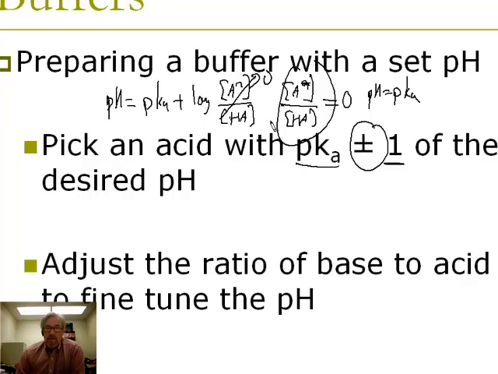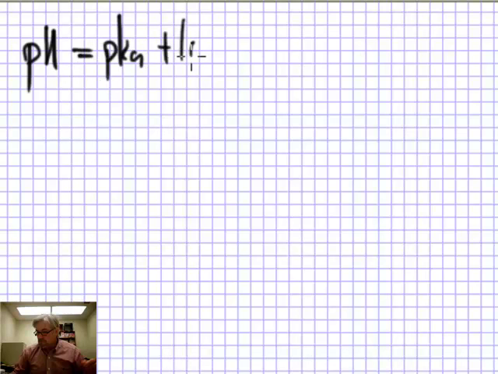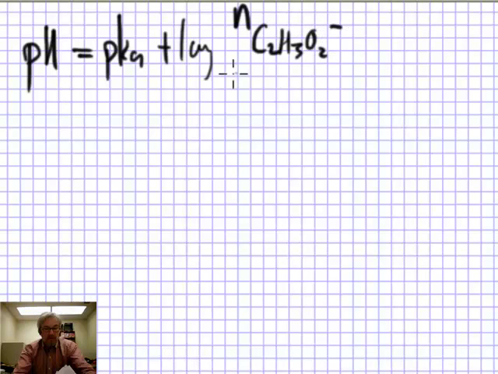So for example, let's answer this question. Could you create a pH 5.0 buffer using acetic acid and sodium acetate? Let's figure it out. How we figure things out with buffers is with the Henderson-Hasselbalch equation. So it's pH equals pKa plus the base 10 logarithm of the number of moles of acetate, because that's the conjugate base, over the number of moles of acetic acid.